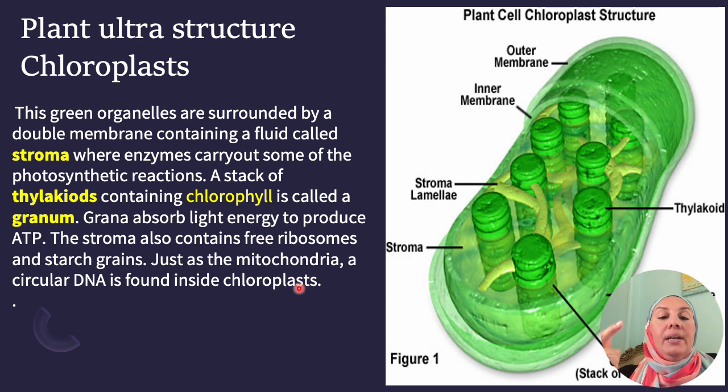They have a fluid in the center. They both contain DNA, circular DNA, and they both have ribosomes inside of them. So now we have 4 similarities, if you want to say, between mitochondria and chloroplasts.